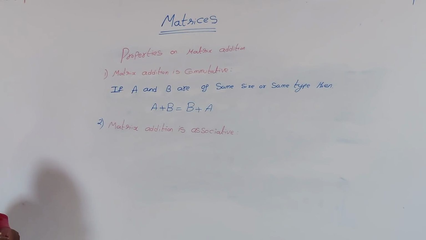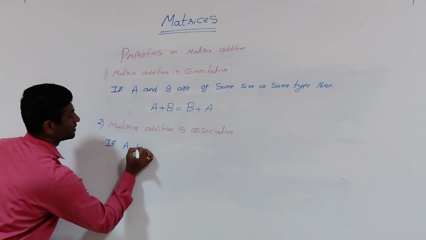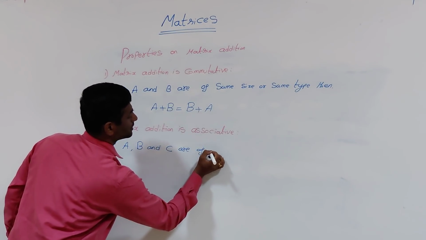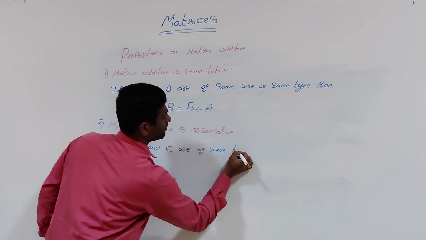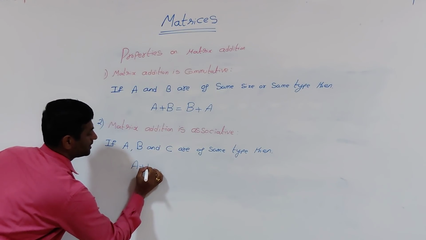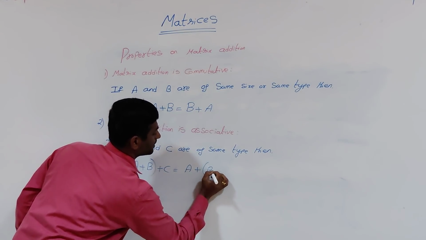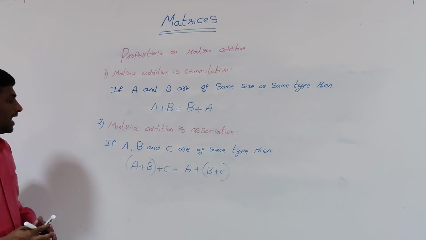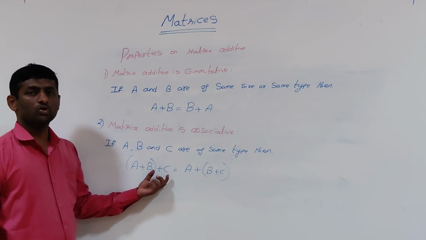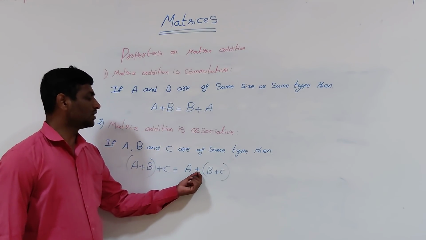That is, if you take three matrices of the same type, if A, B and C are of the same type, then (A + B) + C is equal to A + (B + C). First, if you add A plus B, you will get a new matrix. That new matrix is added with C. Whatever the result you get, the same matrix will be A + (B + C).